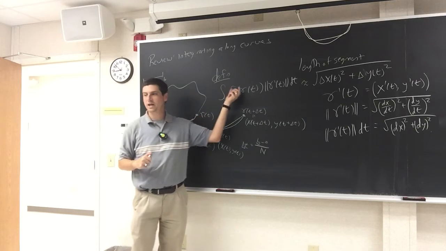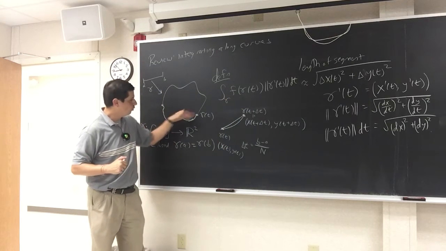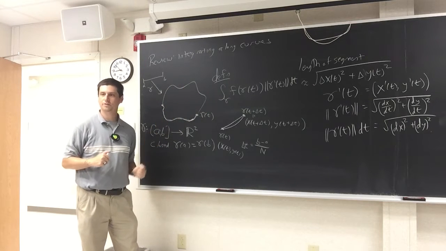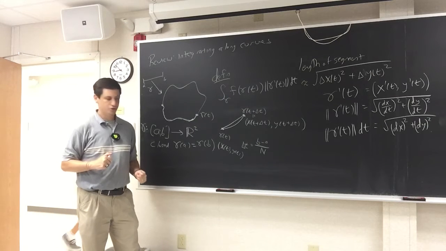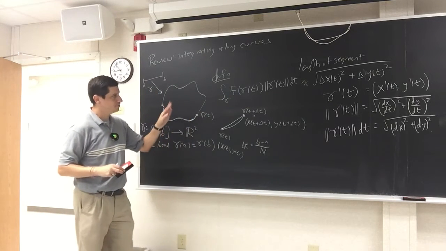So think of f as temperature. Think of f as density. If f is density, this will give you the weight of the rod. If it is temperature, it will give you the total heat of the rod. So we can also integrate vector-valued functions. The formulation is very similar.